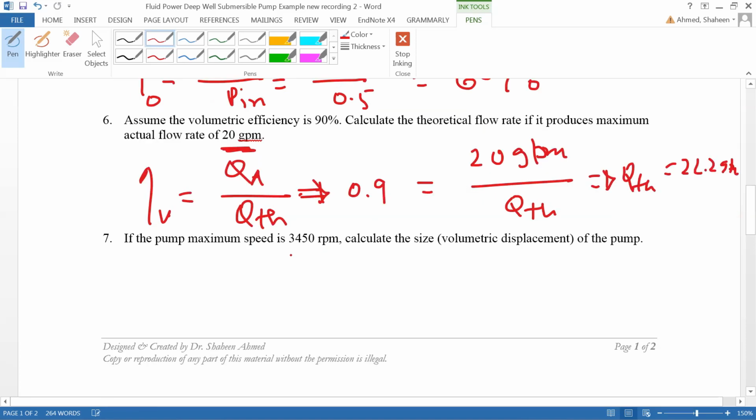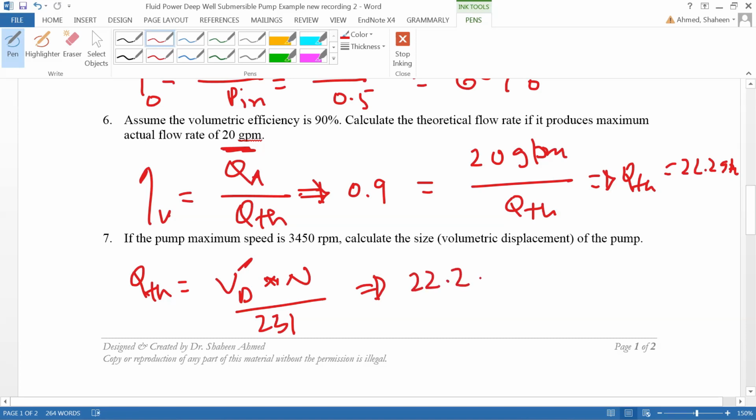And then it says calculate the size of the pump, basically calculate the displacement. We know that theoretical flow is Vd times N. If we divide by 231, then this will come in inch cubed. So we can do 22.2 times 231, just bringing it to the left side, and then Vd times the RPM 3450. So the volumetric displacement I calculated is 1.49 inch cubed.